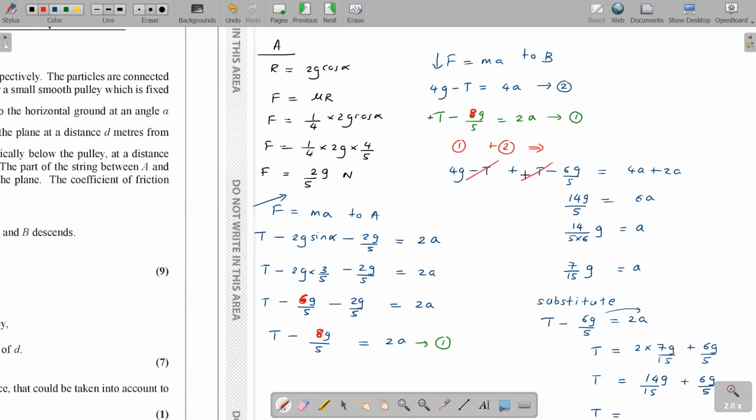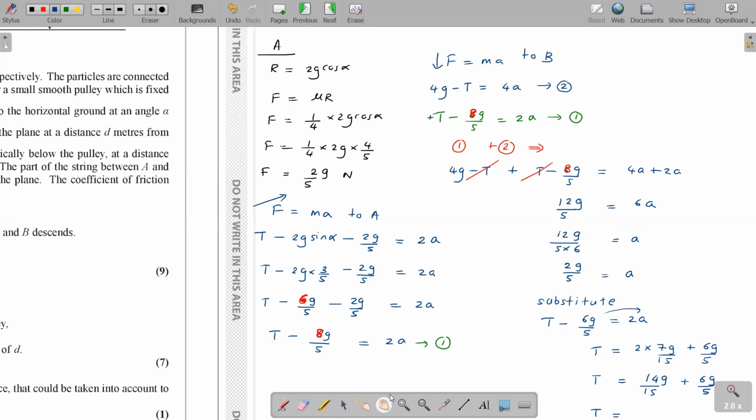Okay, so when we add 4G minus T plus T minus 8G over 5 equals 4A plus 2A. Can you all add 4G minus 8G over 5? So basically from here, things are going to change. How much is 4G minus 8G over 5? It's 12G over 5, right? There's a slight change here. So it's 12G over 5 equals 6A, which gives acceleration is 12G over 5 times 6, which gives me 6G over 5 equals A. Sorry, not 6G, 2G, right? 6 times 1, 6 times 2. 2G over 5 is equal to A, the acceleration.